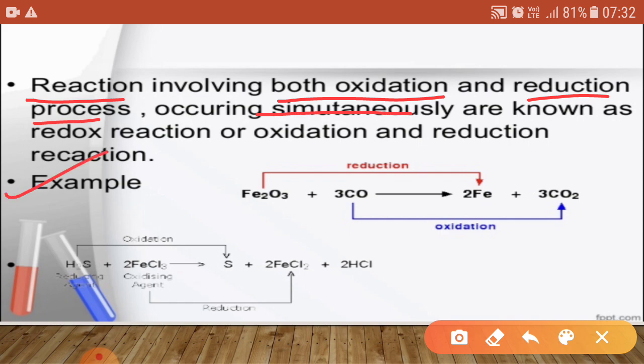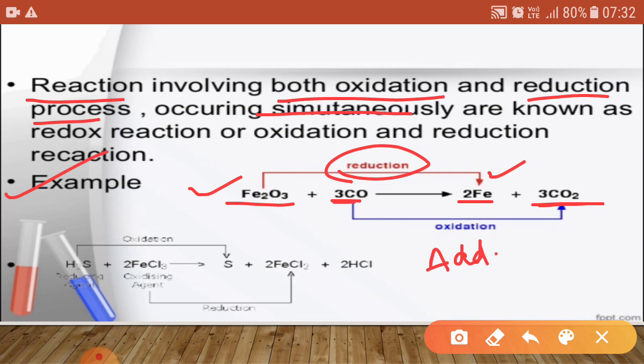For example, if we take iron oxide and carbon monoxide, they give rise to iron and carbon dioxide. So basically here, from the iron oxide, oxygen is removed. It means that reduction is going on. Similarly, carbon monoxide is converted into carbon dioxide, meaning there is an addition of oxygen. So it is known as oxidation from the classical concept of oxidation.